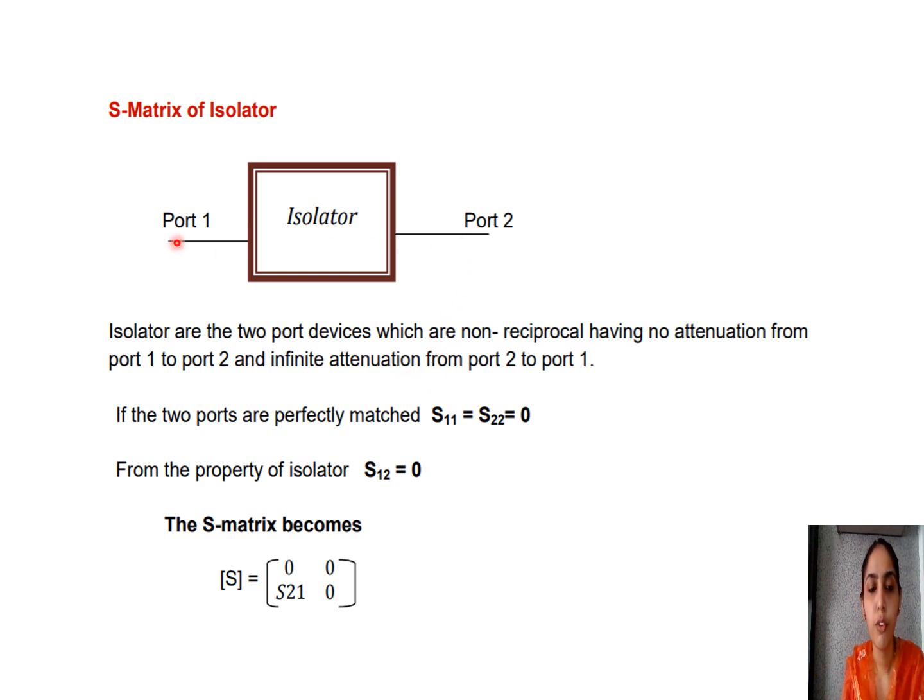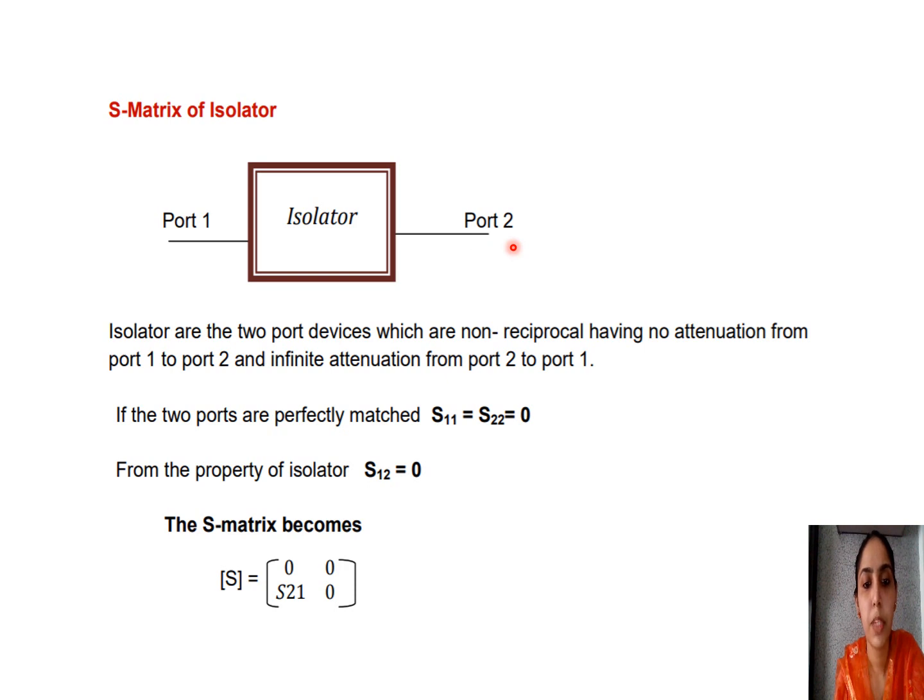So if we want to derive the S matrix of an isolator directly by using the property itself, you can write it. But if you are asked in the examination to derive the S matrix for an isolator using the principles, we can first reduce our S matrix and then apply the unitary property. Assuming the two ports are perfectly matched, the diagonal elements S11 and S22 are equal to 0. Since it is a two-port device, we will have a 2 cross 2 matrix, and from the property of the isolator, we write S12 is equal to 0.